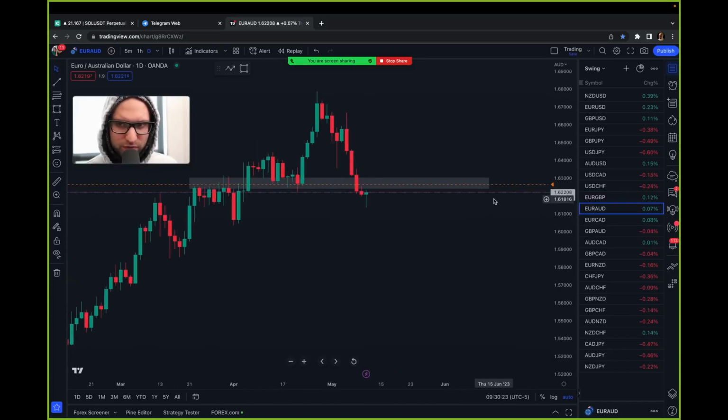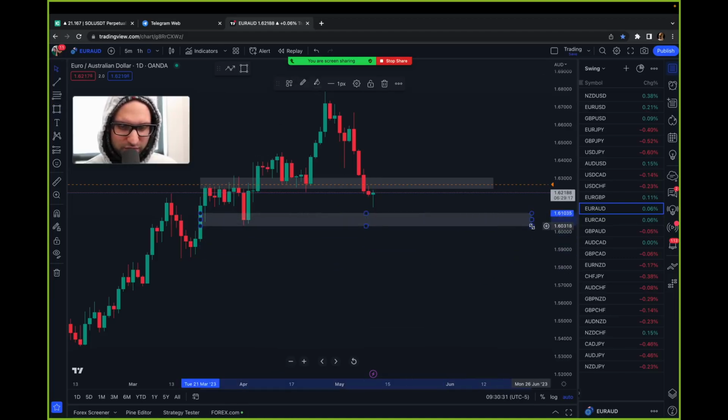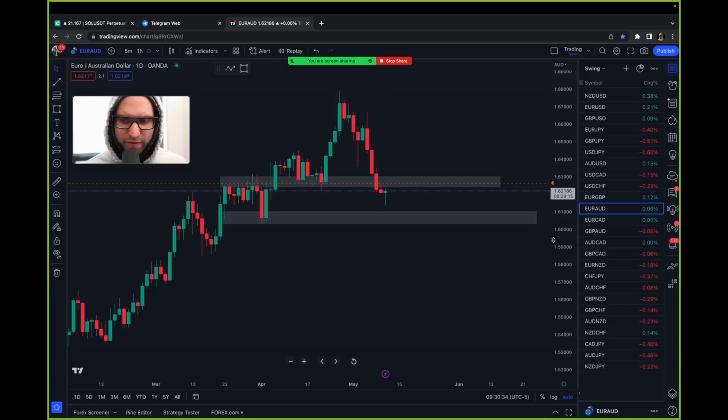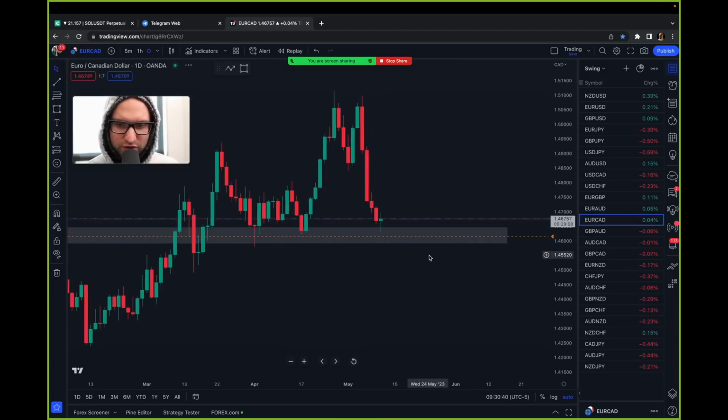Euro AUD. I'd love to sell at this resistance zone. I already have an alert sitting right there that I placed before this call. I so selfishly placed it before I started this little session. And then if price comes down, I'll just look to buy here at these lows. It's a daily support zone. It's just daily support and resistance.